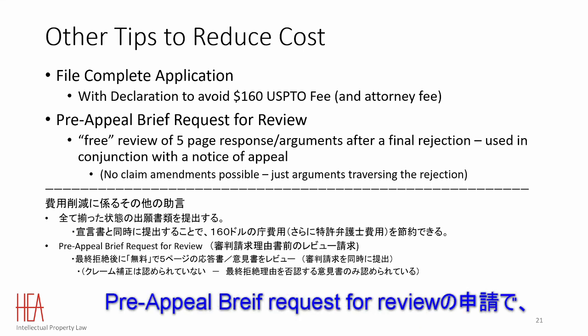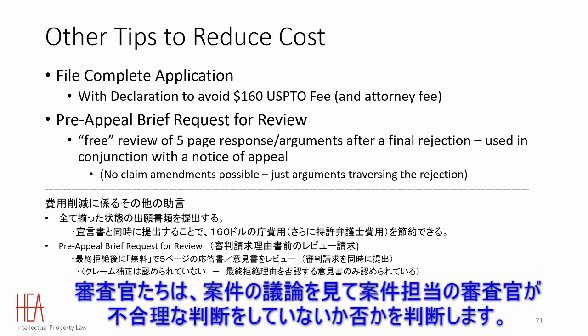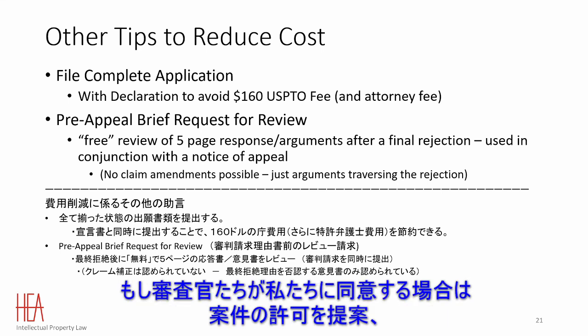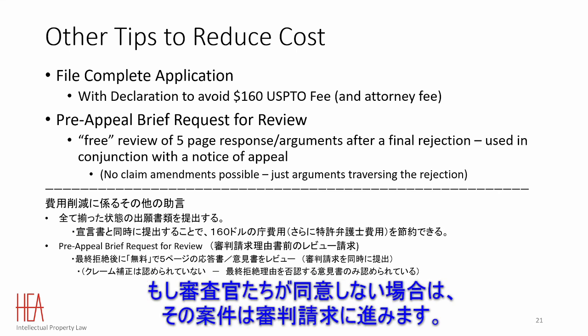What that'll do is it'll go to a small group of examiners, so 3 examiners, the main examiner handling the case, a supervisor, and then another senior examiner, and they're going to look at the arguments and determine if our examiner is being unreasonable or not. If they agree with us, they can allow the case or tell the examiner to do a new search or new rejection. If this panel does not agree, then the application continues to the appeal.